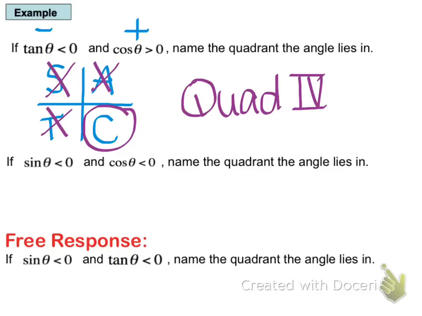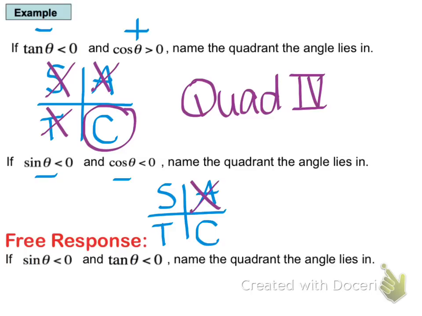Let's look at the next one. Sine is less than 0, that means sine is negative, and so is cosine, and we want to know which quadrant it's in. So once again, I'm going to use my little memory trick to help me here. We know that quadrant 1 is out because neither are positive, and also quadrants 2 and 4 because that's where sine and cosine are positive. So that means we must be in quadrant 3.